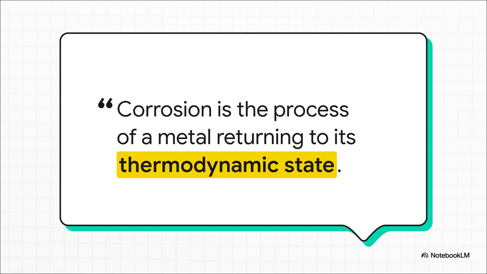earth. We mine them out of the ground as oxides or sulfides, and then we use a massive amount of energy to refine them into useful engineering materials. But those refined metals, they are fundamentally unstable. They inherently want to return to their natural, lower-energy oxide or sulfide states, and they accomplish this return journey through electrochemical reactions. Basically, they're just following the laws of thermodynamics.